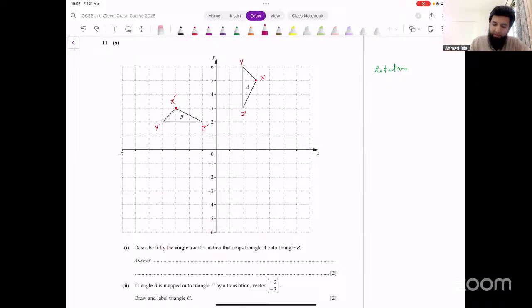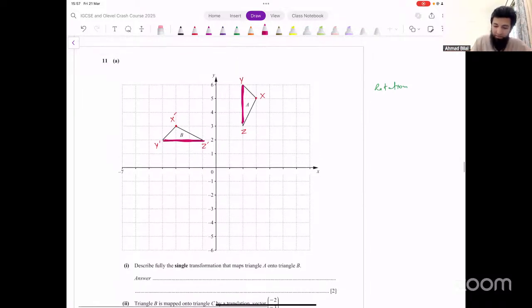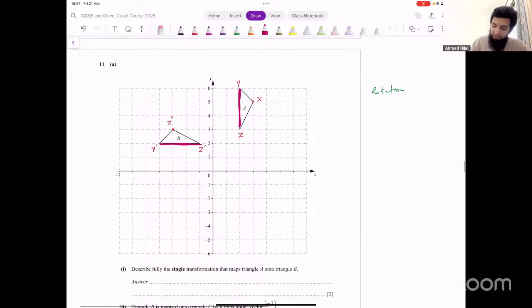So YZ was vertical here. That's becoming horizontal. So let's just take this side. That will help us understand this. So YZ was like this earlier, right? It was vertical with Z here and Y here. And then after transformation, it's becoming this.